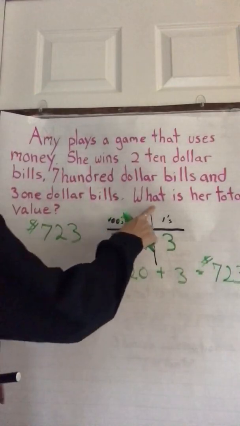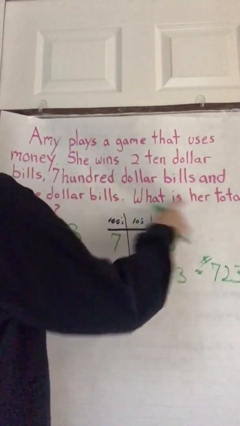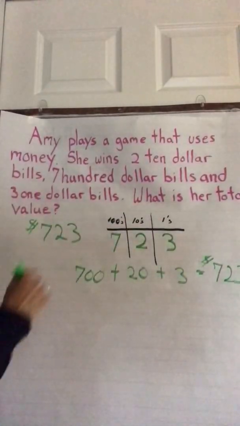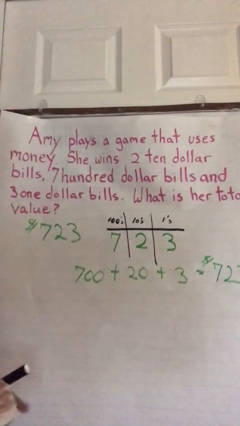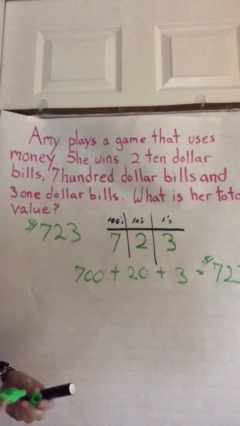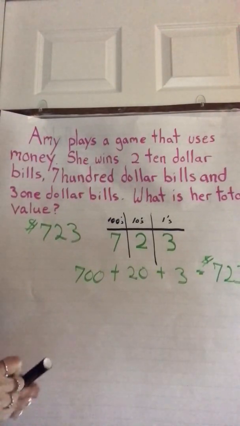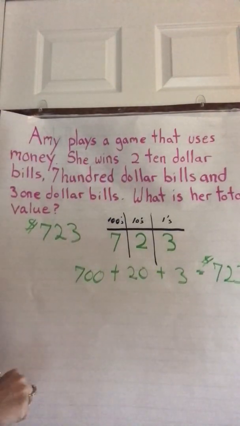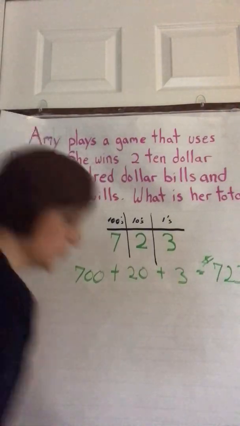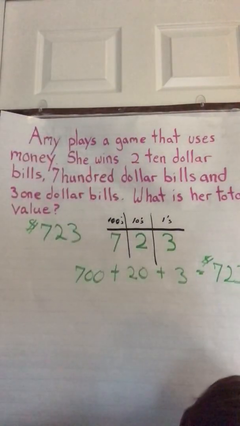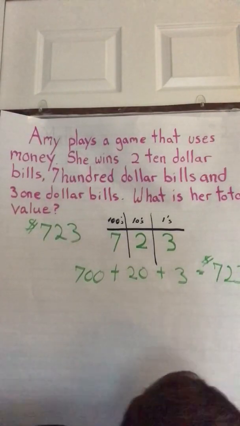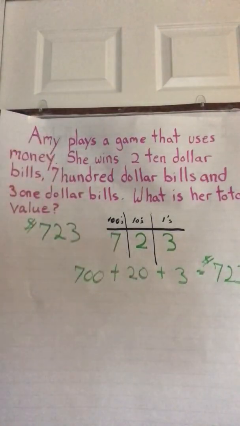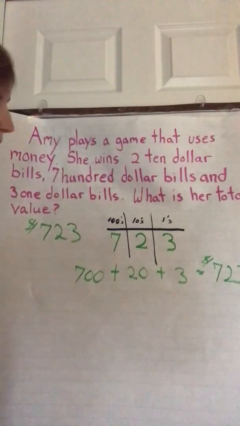So to answer her question, what is her total value? Amy's total value is $723. So not too difficult working with the money. Just want to make sure that I have covered everything in this one for you, which I believe I did. So we are good. We are all set.